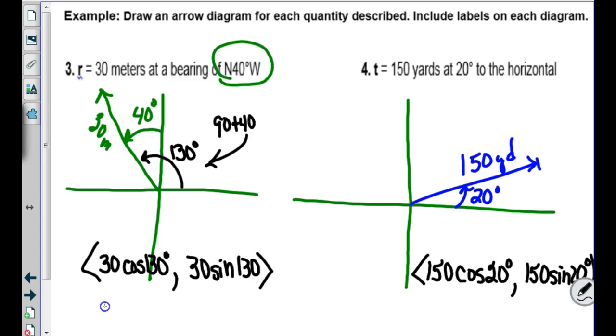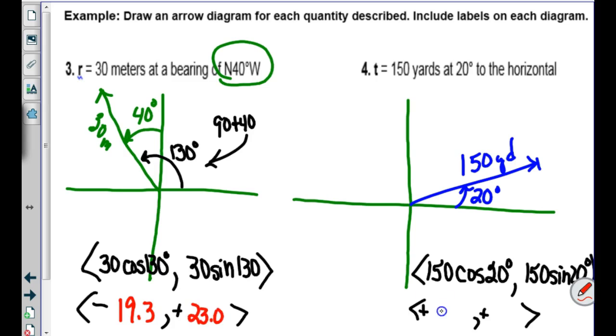So the first one should be negative positive, right? And the second one will just be a positive positive. Chadwick, can you tell me what you got for number 3? Yeah. Kayvon, can you tell me what you got for 4? Did you get it typed in yet? Okay, about 141. Good enough.